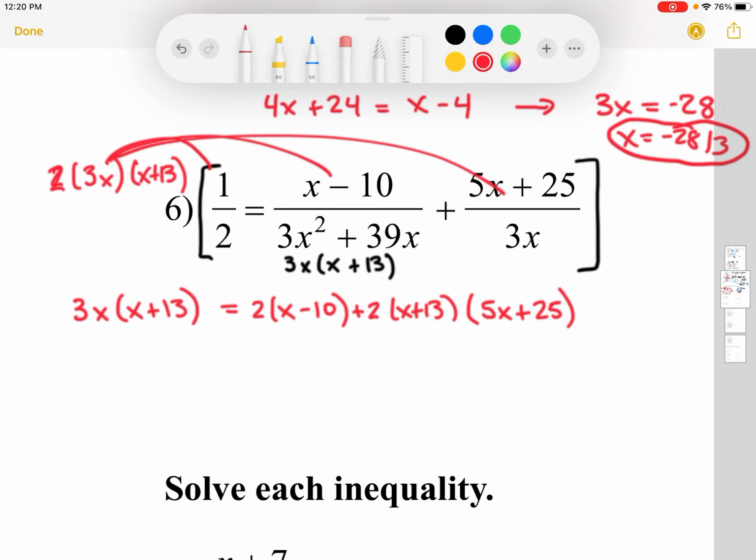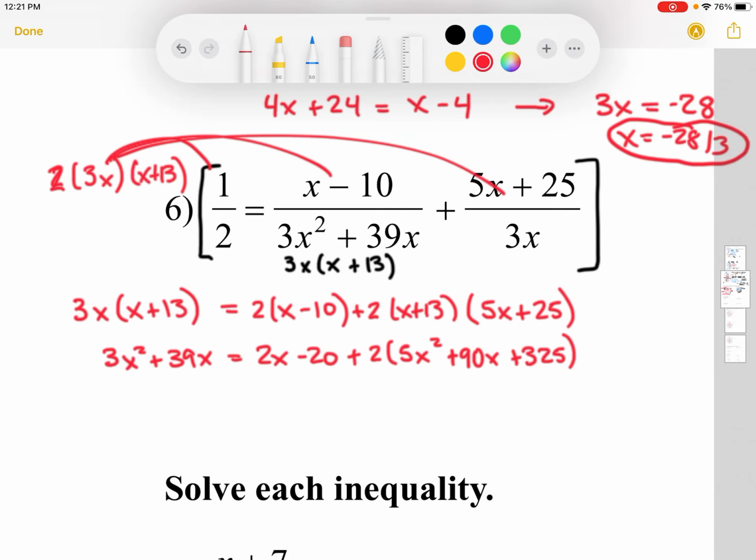And so we get 3x squared plus 39x equals 2x minus 20 plus 2 times 5x squared plus 25x plus 65x. 25x plus 65x is plus 90x. And 13 times 25 is, 12 times 25 is 300. So plus 325.